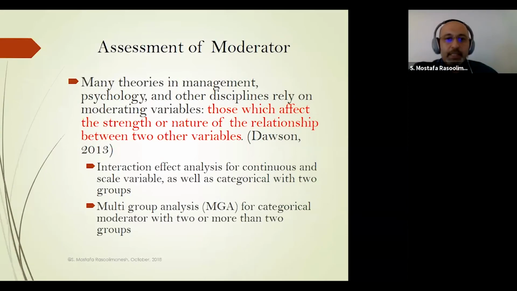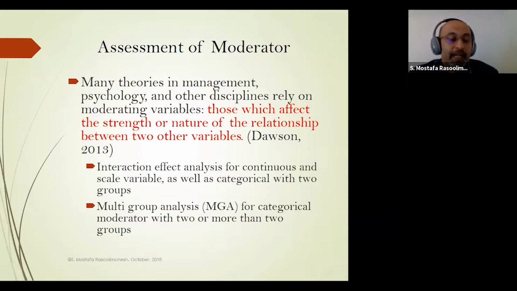The topic of today is assessment of moderator. But before going to assessment of moderator, we need to know about the concept of moderator. When we say moderator, what do we mean? Last week, I think, I explained it very briefly.